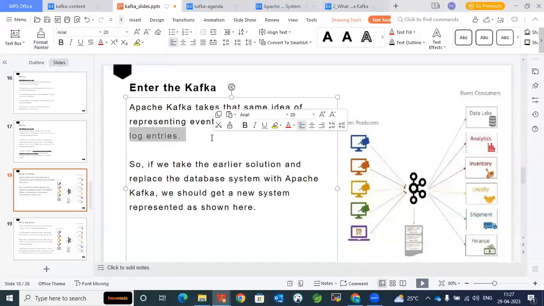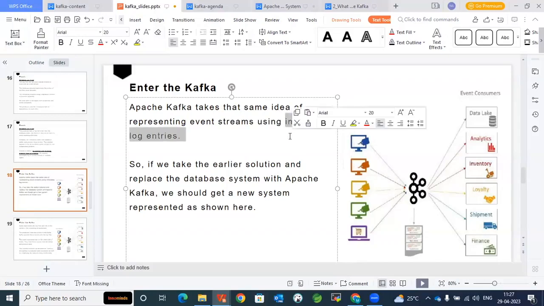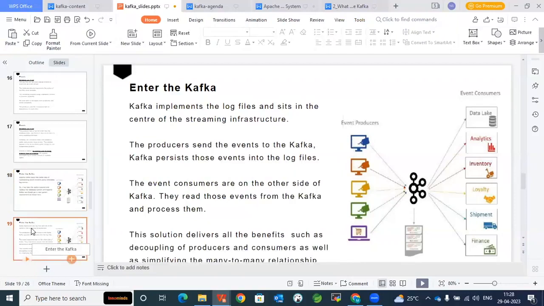Kafka doesn't maintain that. Kafka maintains everything as new. Whether it is a new record, a new invoice, or an updated invoice, everything is a new entry. So Kafka represents a stream of events using immutable log entries. It won't update an entry it has created in the log file. Rather, it will create a new entry for whatever events it gets. If we take the earlier solution and replace the database system with Apache Kafka, Kafka will keep storing the data into these log files, and every event is a new record. 100% we will have the track of all the records. That is where Kafka comes in and solves the problem.